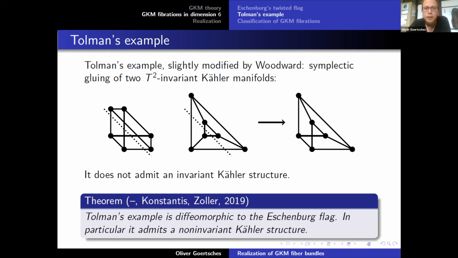We were able to show that these two manifolds are in fact non-equivariantly diffeomorphic. So in particular, Tolman's example does admit a non-invariant Kähler structure. And so how did we show this? Very briefly, we used GKM theory. So we combined GKM theory with the diffeomorphism classification of manifolds in dimension 6.